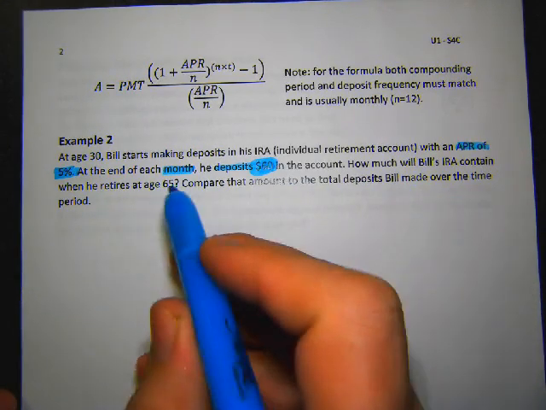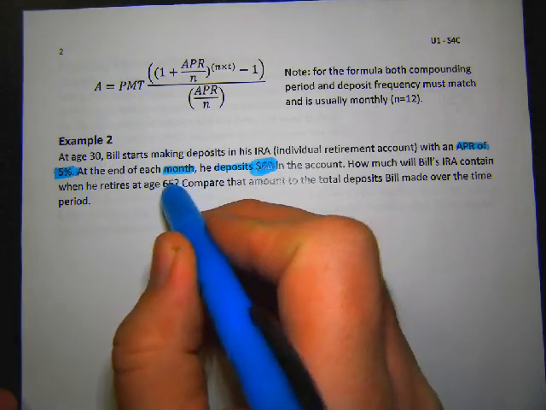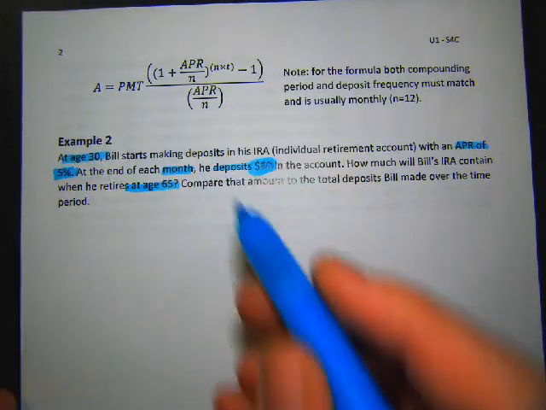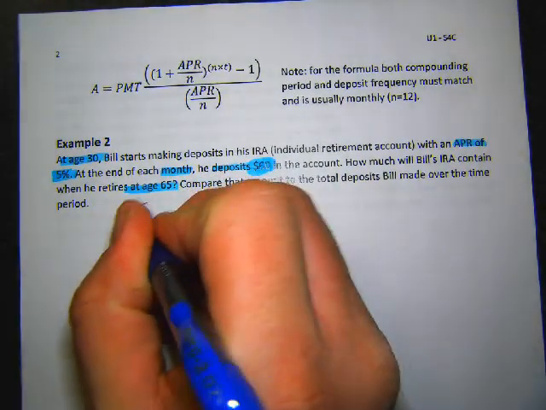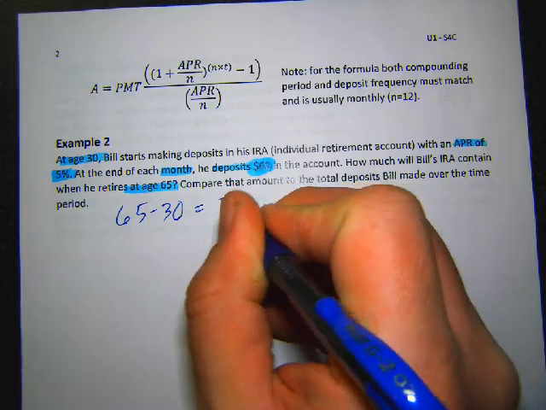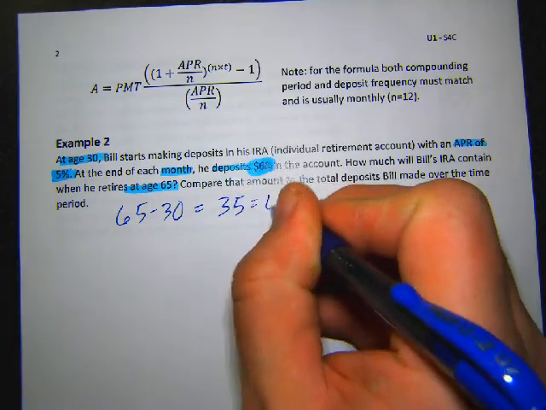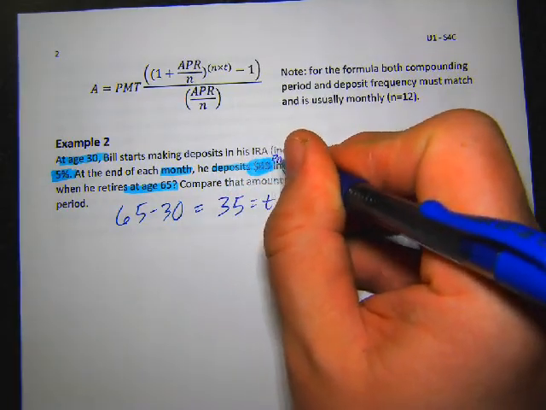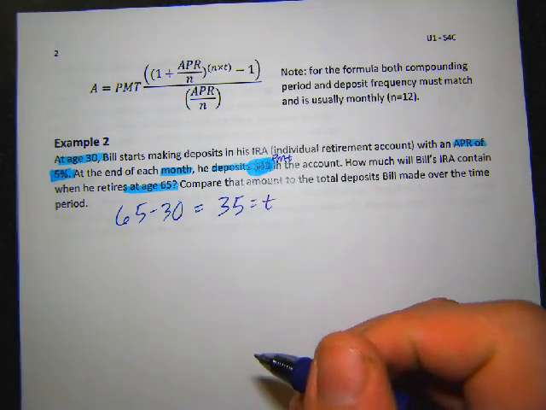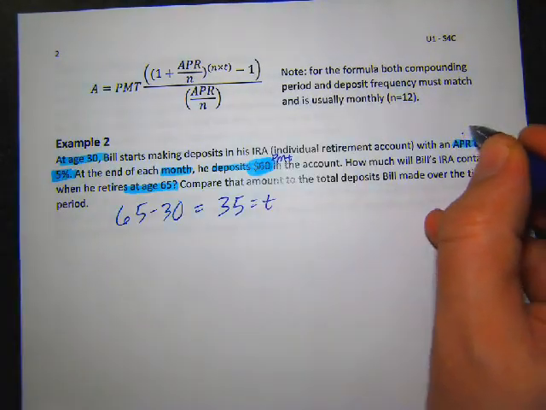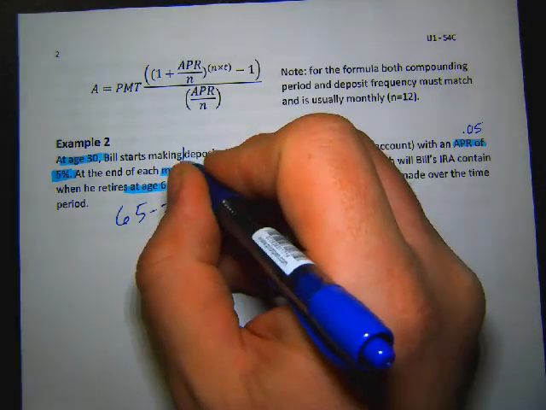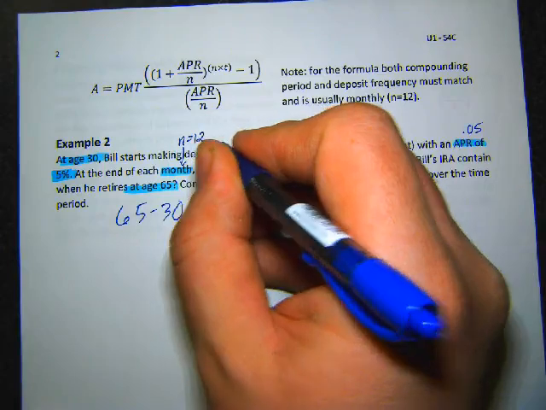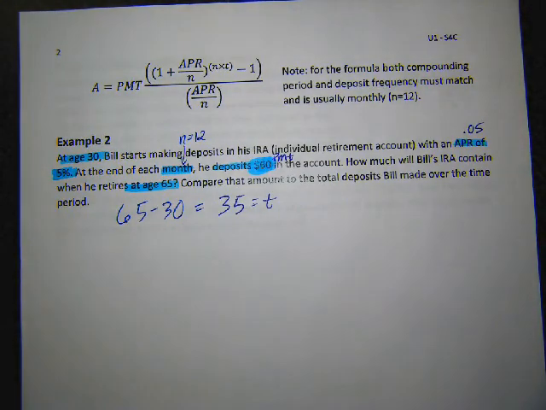So first we're going to figure out from age 30 to age 65 how much time has passed. You can just do 65 minus 30 and see that 35 is going to be our time. Our deposits, the PMT, is going to be that $60. His APR is going to be 0.05. And again, n is monthly, so n is 12. These are regular monthly deposits. So that's what we used in our formula to get this.